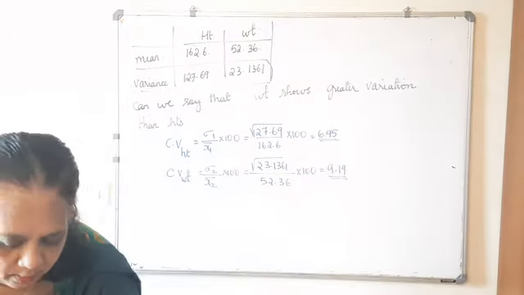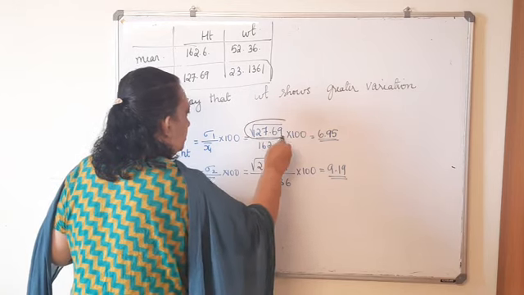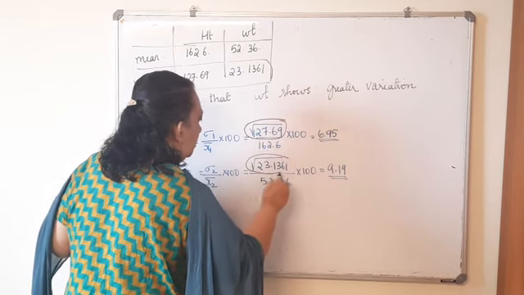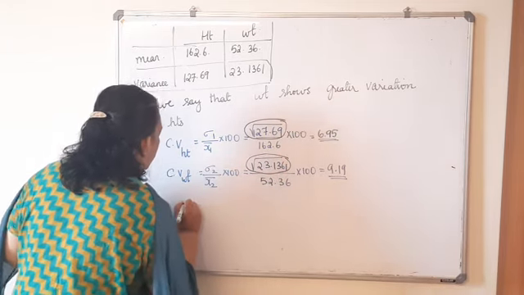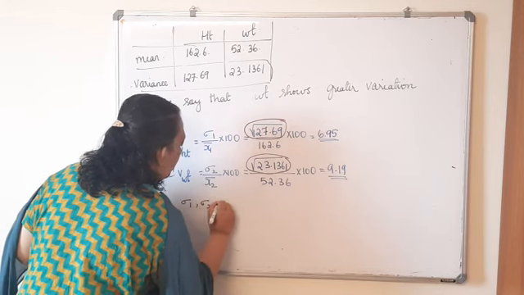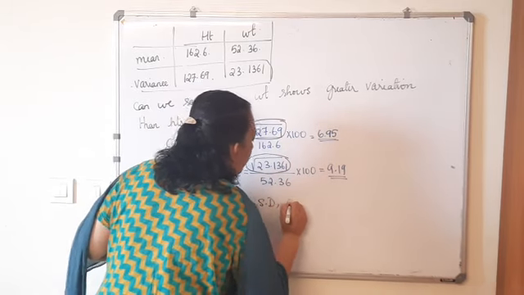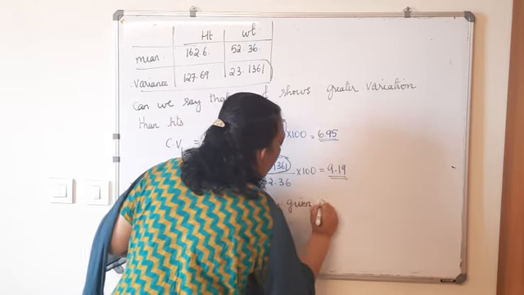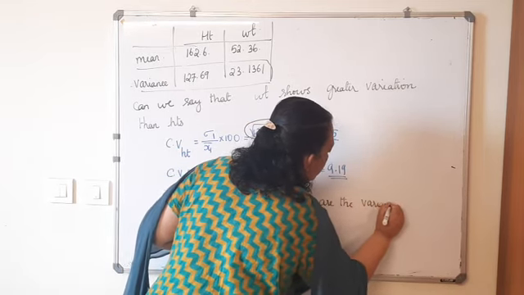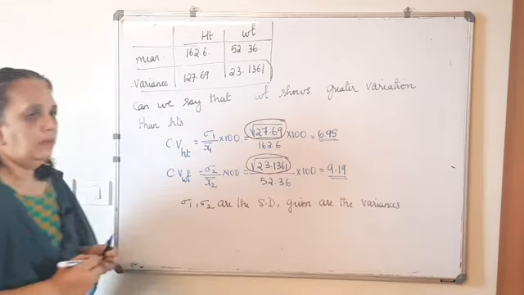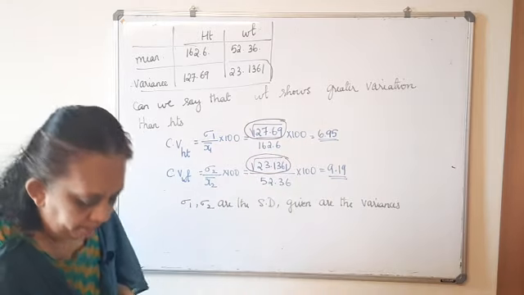You may be thinking why I found out this value here and here, because here it is a standard deviation. Sigma 1 and sigma 2 are the standard deviations. Given are the variances. So you have to find out the standard deviation.